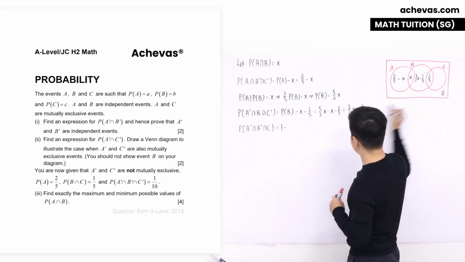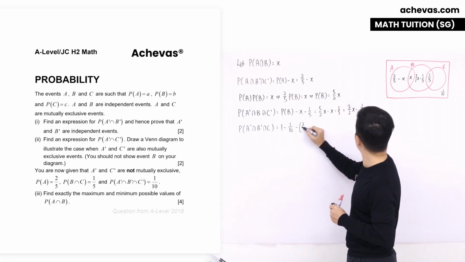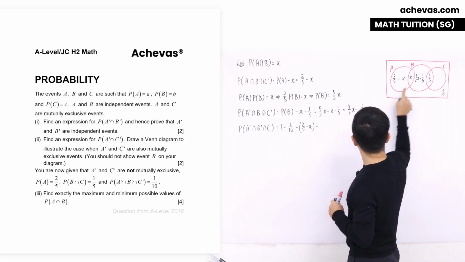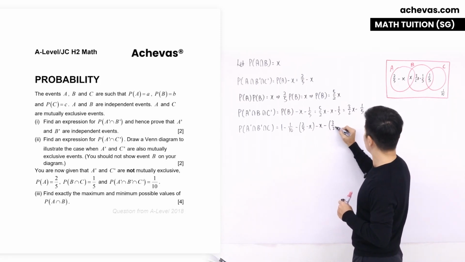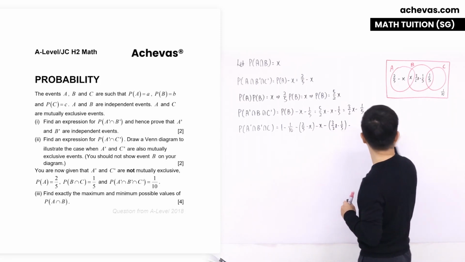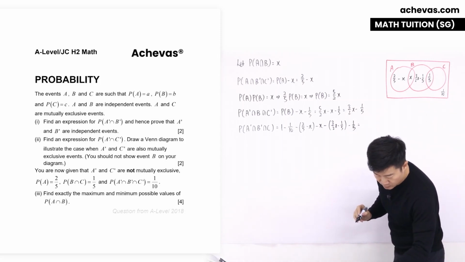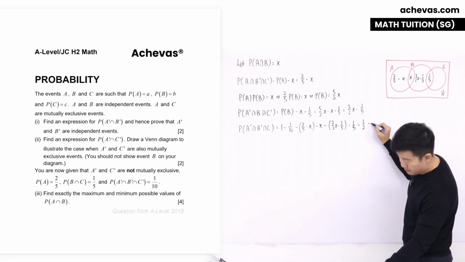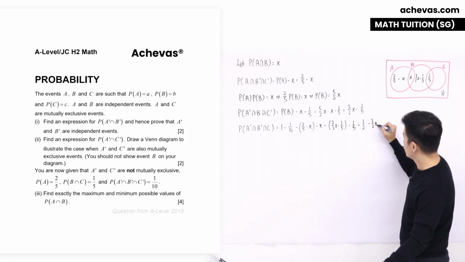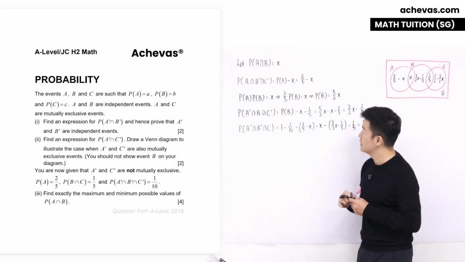I'm going to minus this 1 over 10 first. Then I will minus away this, which is 2 over 5 minus x. Then minus this, minus x. Minus this, which is 3 over 2x minus 1 over 5. Then minus this, minus 1 over 5. And this is equal to, let me write it down, 1 over 2 minus 3 over 2x. So here we will have 1 over 2 minus 3 over 2x.